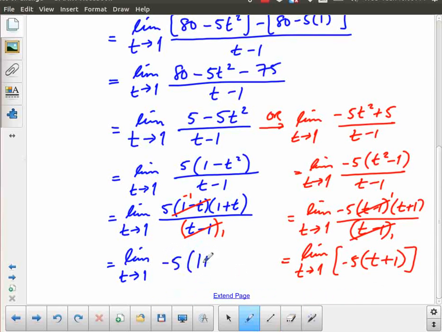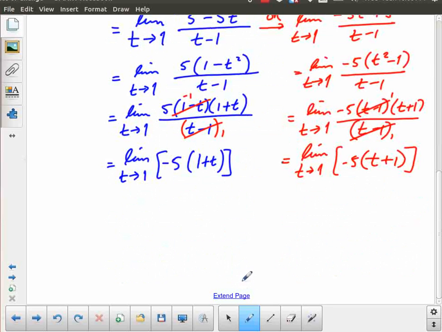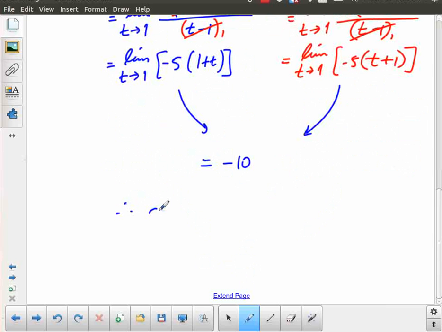And 1 plus t, well, 1 plus t is the same as the t plus 1 we had over here. And again, I'm going to put a bracket around that to make it a little bit clearer. And then both of those end up coming together to give me the same result. As t approaches 1, 1 plus 1 is 2. Negative 5 times 2 is equal to negative 10. And that works for either side because these are now identical to each other. And so from there, I get my same therefore statement as before, negative 10 meters per second.